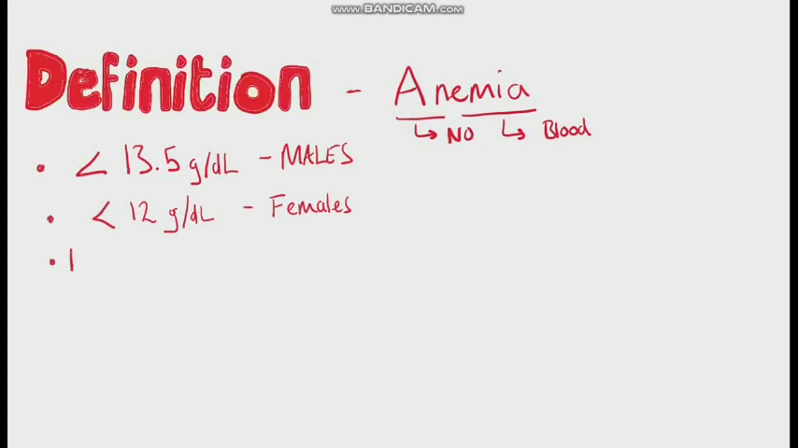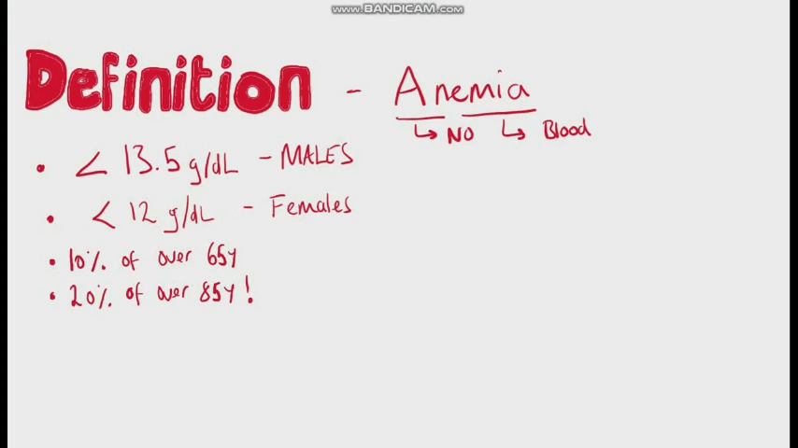It's actually a really common condition. It's estimated that over 10% of people over the age of 65 are anemic, and that number rises to 20% in over 85s. Anemia isn't only seen in elderly patients though, it can be seen in patients of all ages.